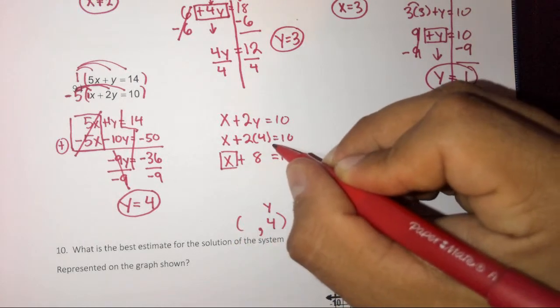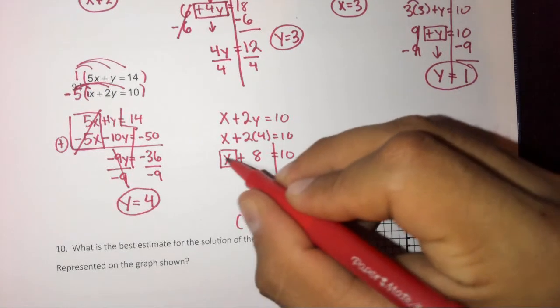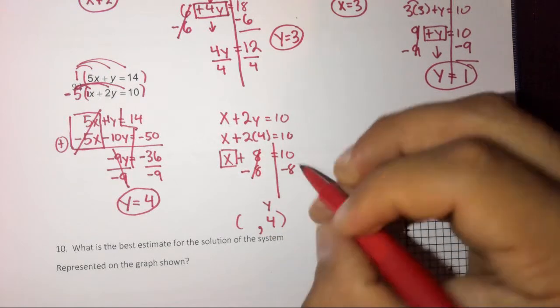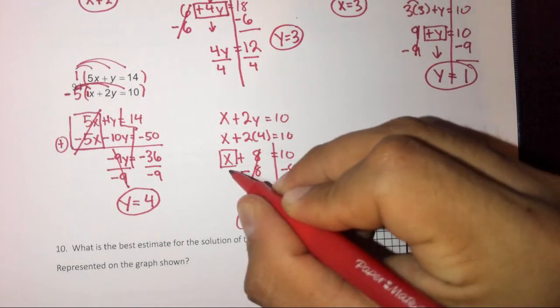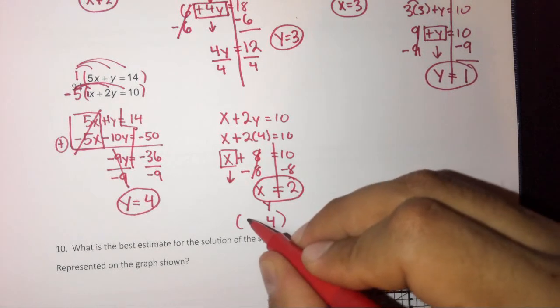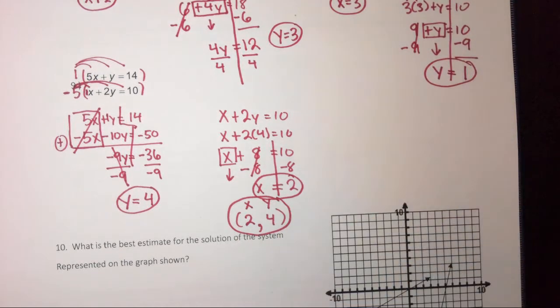Box in my variable that I'm missing, and then solve. So x, the way that we get x by itself is we're going to subtract 8 from both sides. 10 minus 8 is going to give me 2. X comes down, so we have that x is equal to 2. So my solution to this one is going to be 2, 4.